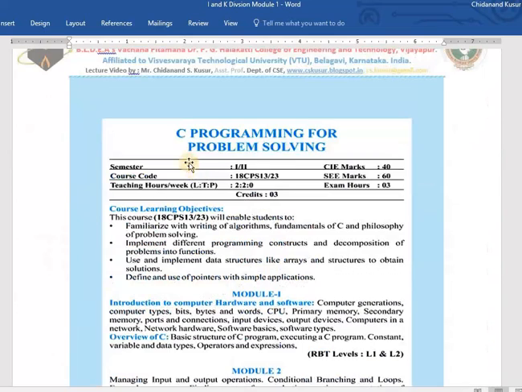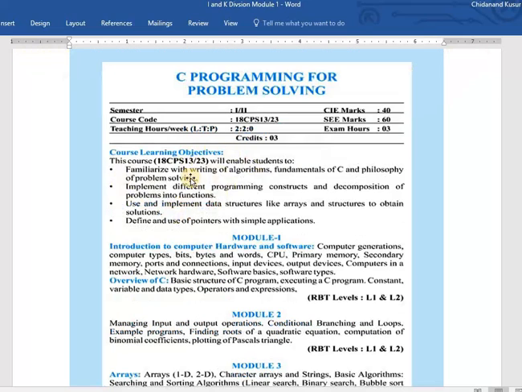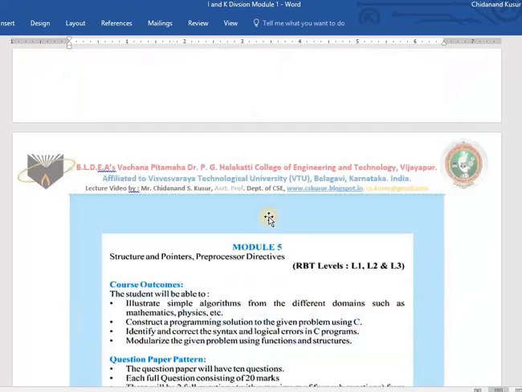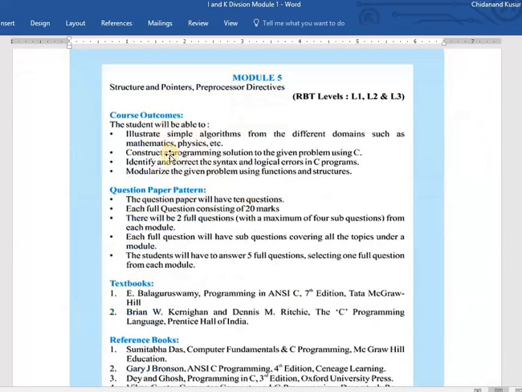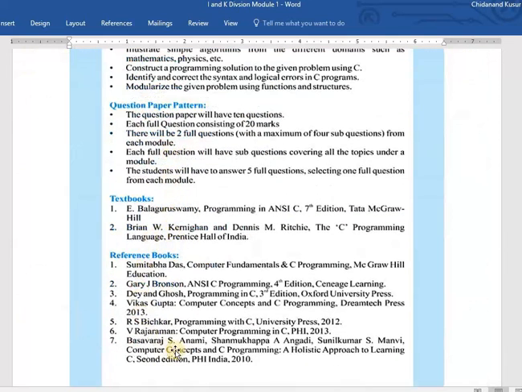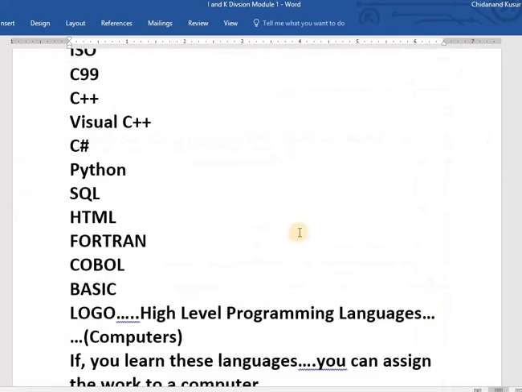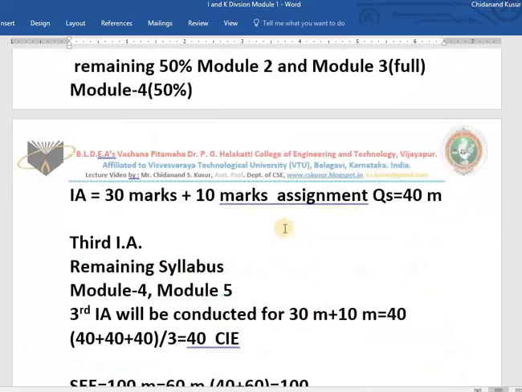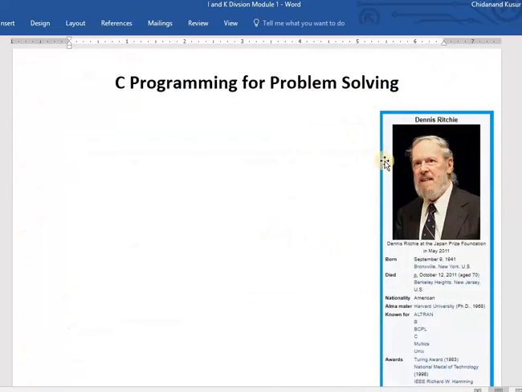And the subject whichever you learn is C programming for problem solving. These are the course learning objectives. These many modules I teach you and these are the outcomes. And which books you have to take from the library. Question paper setter will make use of these books: E. Balaguruswamy, Brian W. Kernighan and Dennis M. Ritchie. Actually this programming language was developed by Dennis Ritchie only. You can see the photograph of Dennis Ritchie. He developed this C programming language.